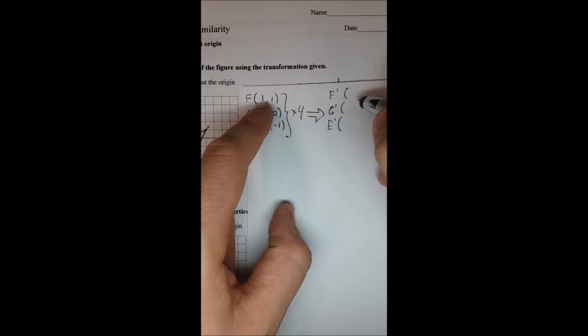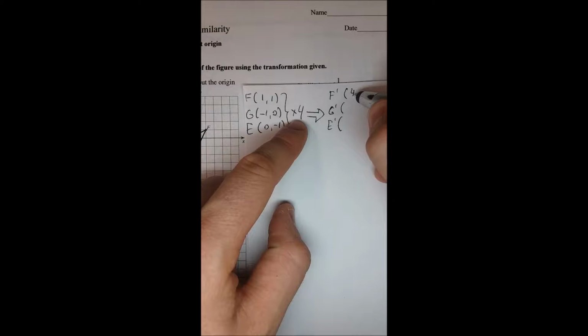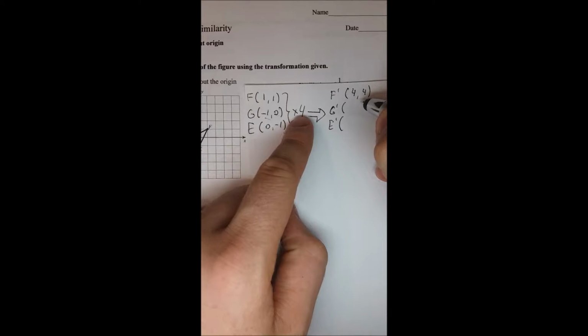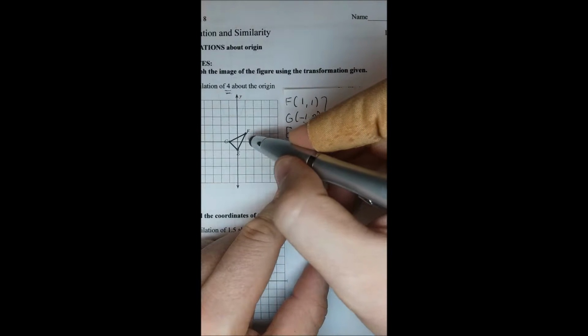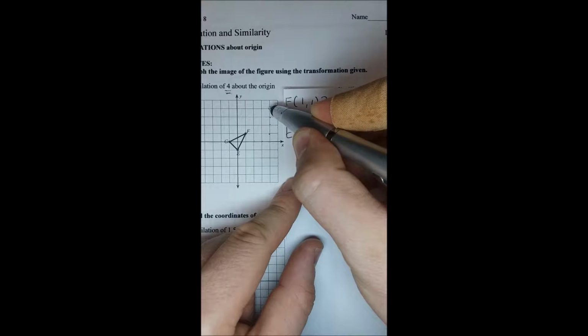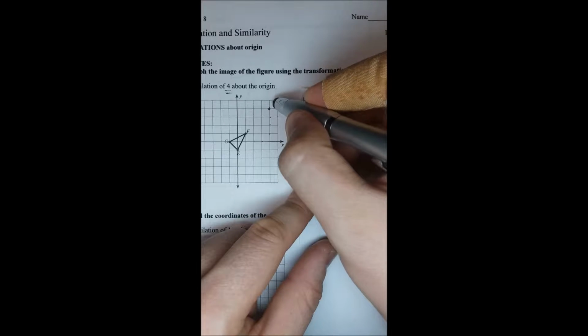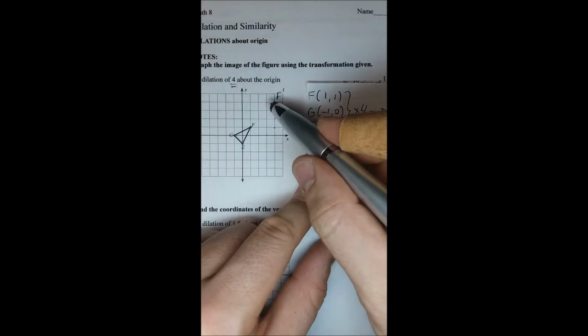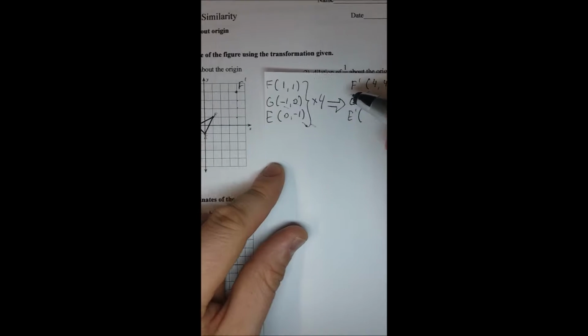Look at that. 1 times 4 is 4. Then another 1 times 4 is 4. That's your next point, 4, 4. So let's go ahead and find it. 1, 2, 3, 4. 1, 2, 3, 4. This is the point 4, 4, or my F prime. You see how far this went. Now, good things are going to happen.